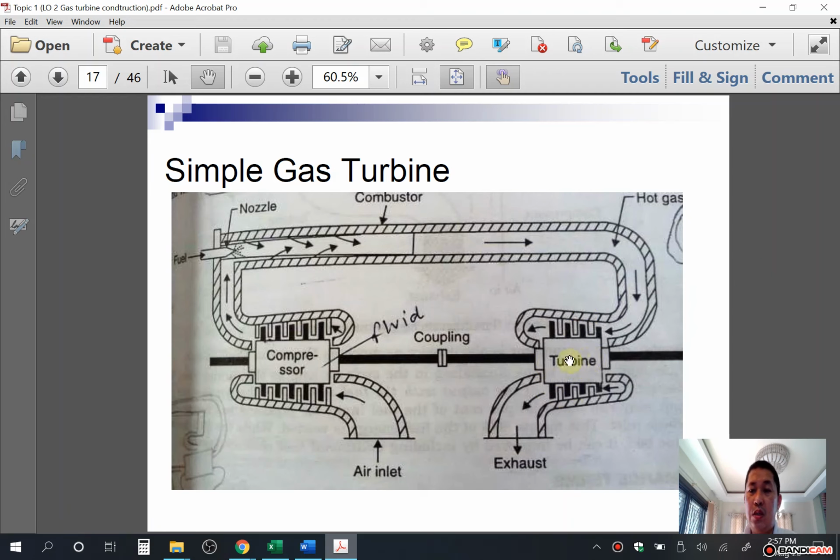rotates. So this is connected to the shaft, and the compressor and turbine are connected on the same shaft by the use of a coupling. So when this one rotates, this one also rotates, the compressor, taking suction of air here. And the exhaust gas will exit in this exhaust pipe.